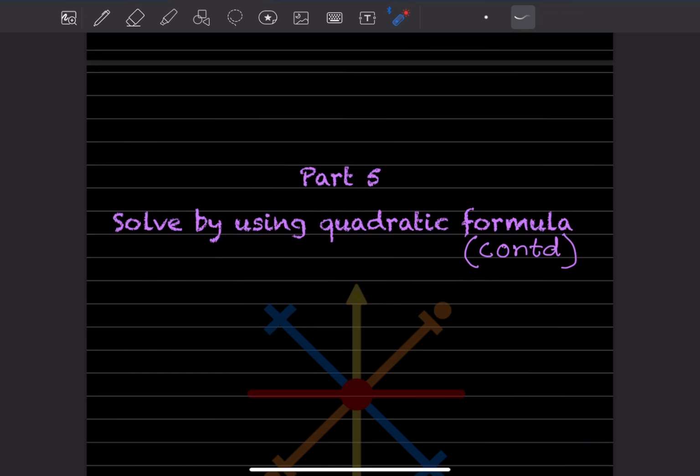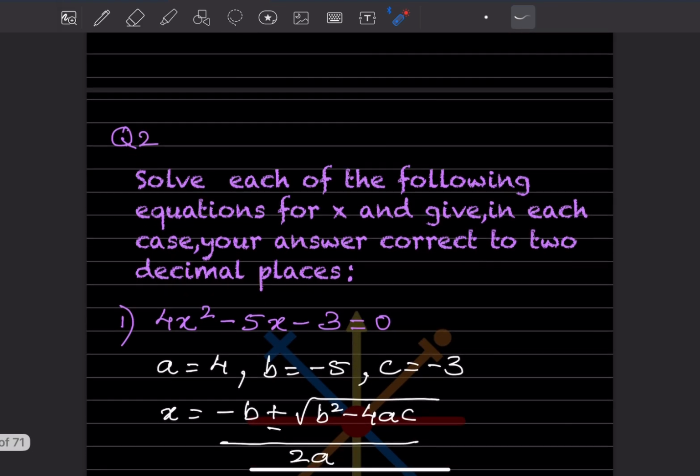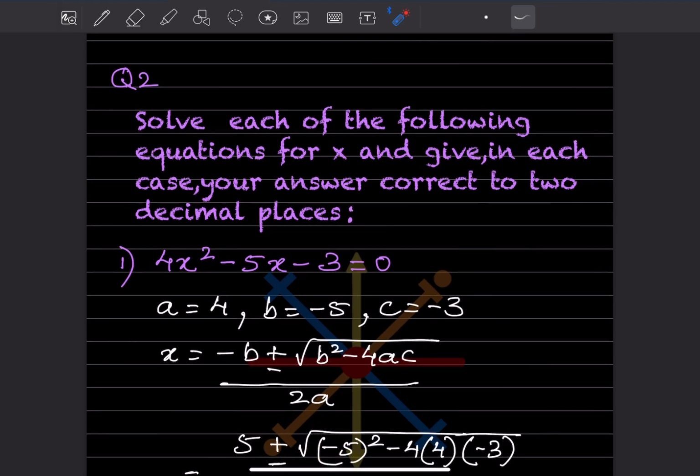So today we'll do part 5. In that, we have already done some of the quadratic formula ones; you can have a look at the previous video. So now a few questions are left, and we'll continue with those. Now these are not the normal ones, because even though it is a single formula, you can see all of the equations are different.